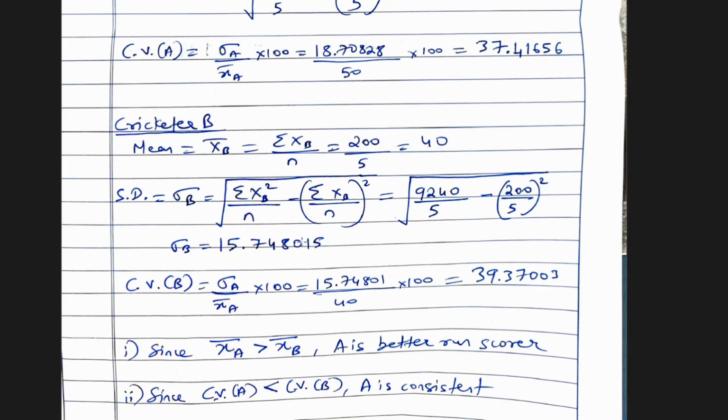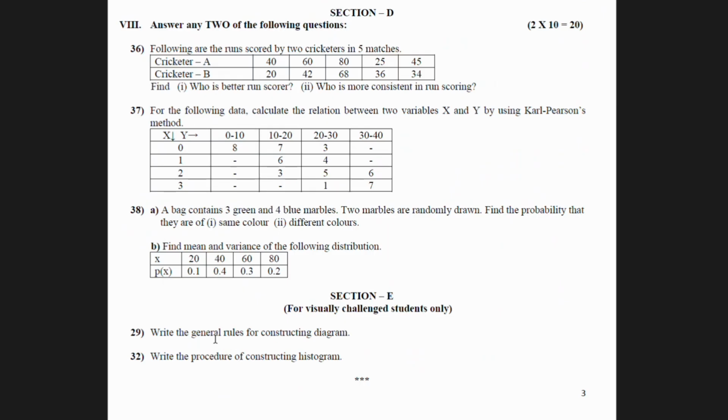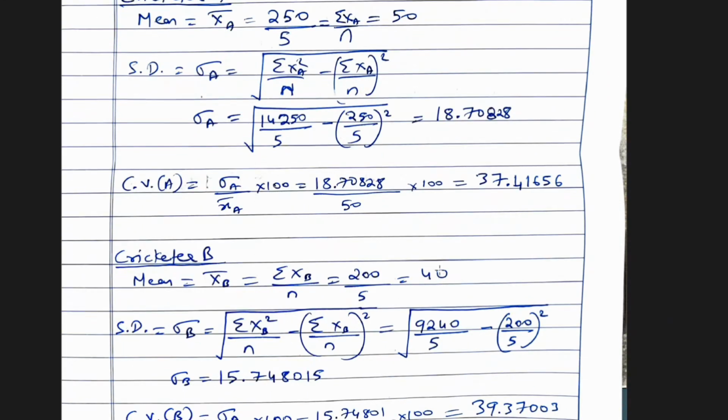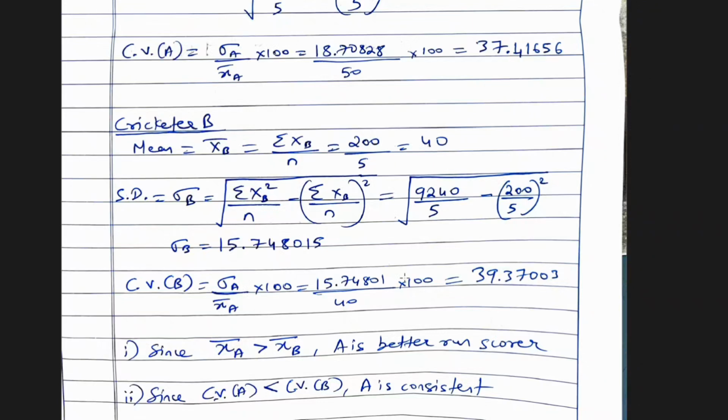We have to answer the last two questions. What were the last two questions here? First one, who is better run scorer? So in this case, we have to compare the mean. Whoever has highest mean will be the better run scorer. So if you take mean of A, it is 50 and mean of B, it is 40. So when you compare mean, mean of A is higher than mean of B. Therefore, A is the better run scorer.